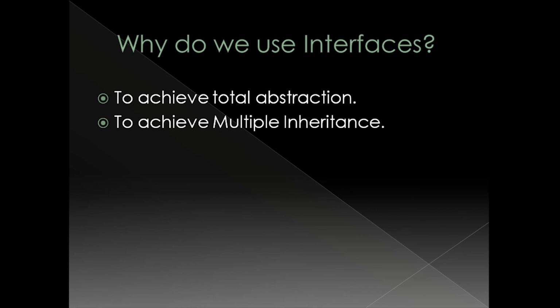And why do we use interfaces? This is to achieve total abstraction. So we have just now seen that how interfaces achieve total or complete abstraction. And the second important use of interfaces is to achieve multiple inheritance. In case of Java, multiple inheritance can be implemented only through interfaces.